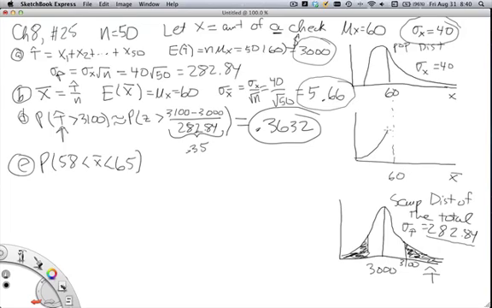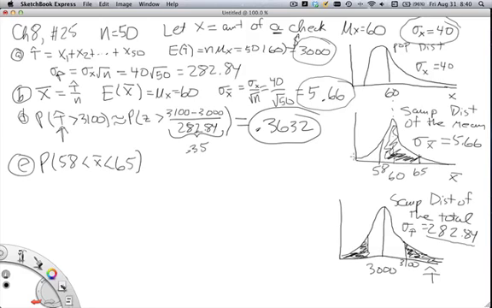Except this one, instead of being right skewed, is going to be normal, and it's going to be much less dispersed. This is called the sampling distribution of the mean. And just to keep us straight, let's write our standard deviation here, 5.66. So somewhere out here is the value 58, somewhere over here is the value 65. What we need to do is evaluate the area in the middle here.